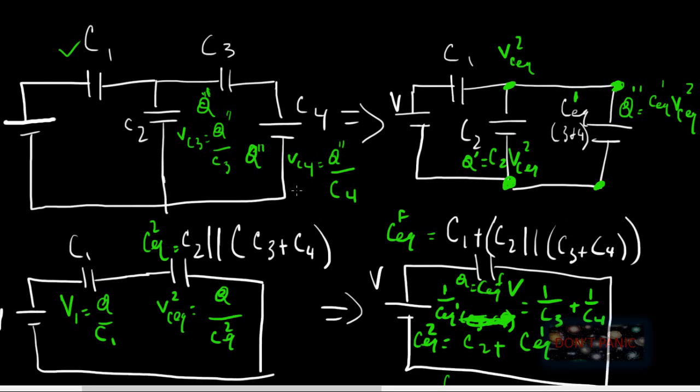Okay, so that's everything. We found that the charge on C1 was Q and the voltage is V1. We found that the charge on C2 was Q prime and the voltage across C2 was VCEQ2. And then we saw that the charge on C3 and C4 was Q double prime, and these are the voltages across C3 and C4. So first we worked forward and then we worked backwards to figure out what we wanted.